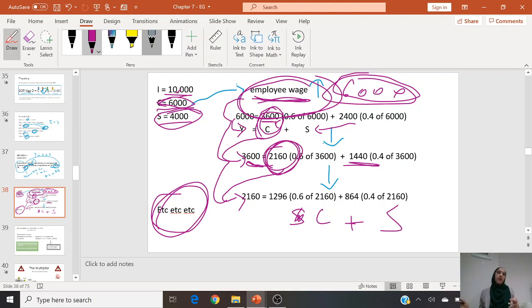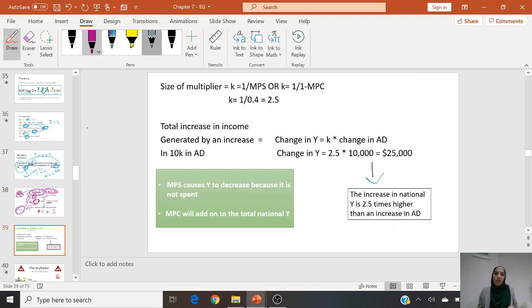Now, this is a very complicated way of doing it, and we're not going to ask you to do this in the exam. The easy way is to just apply a formula. To know the size of the multiplier, or how much the initial increase of investment has multiplied, all you need is this formula. K stands for the multiplier. K equals 1 divided by MPS, or K equals 1 divided by 1 minus MPC. You can do this, or you can just do 1 over MPS.